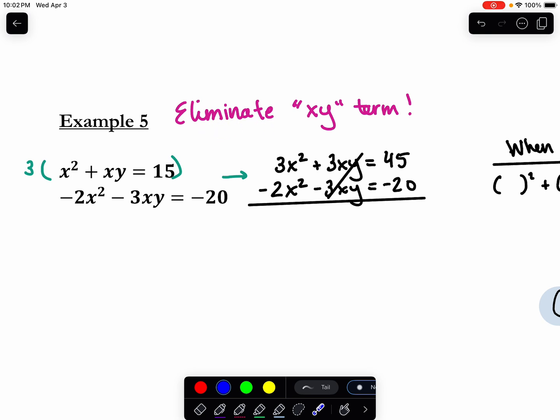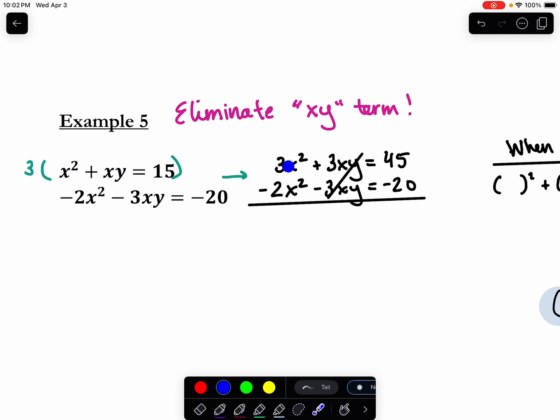eliminate no matter what. So I know that we could eliminate the x squareds, but if we eliminate the x squareds, we're left with an equation with two variables, and then we would be stuck. So when you see this xy term, we want to eliminate that guy first. Since this is a negative 3xy, we want to make this a positive 3xy. So we're going to multiply this top equation by 3.